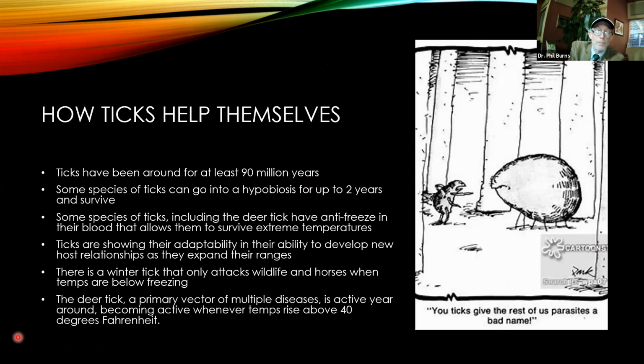Okay, so what's the other part of it? How do ticks help themselves? Well, ticks have been around for at least 90 million years. To put that in perspective, as humans we've only been here 200,000 years, and if we go back to our early ancestors, we've only been around 6 million years. So ticks have been here long before us, and I guarantee you they will be here long after. They're tough. Some species of ticks can go into hypobiosis for up to 2 years and survive, and still become active and spread disease.